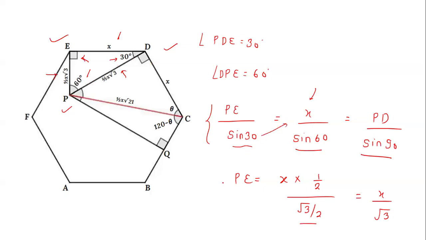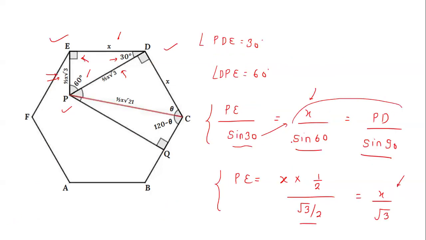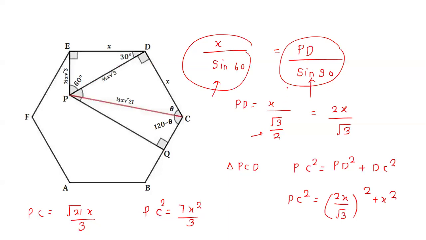So if you cross multiply, you can find the PE value. PE value will come like x by root 3. So this value will come like x by root 3. And similarly, if you equate these two things, you can find the PD value. So for PD, x by sine 60 is equal to PD divided by sine 90. Sine 60 is root 3 by 2 and sine 90 is 1. So if you cross multiply, it will become like this, and it will come like 2x divided by root 3.